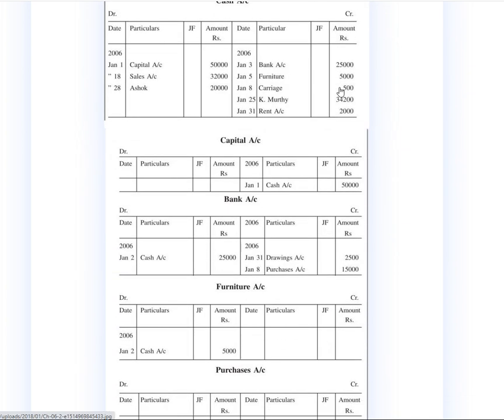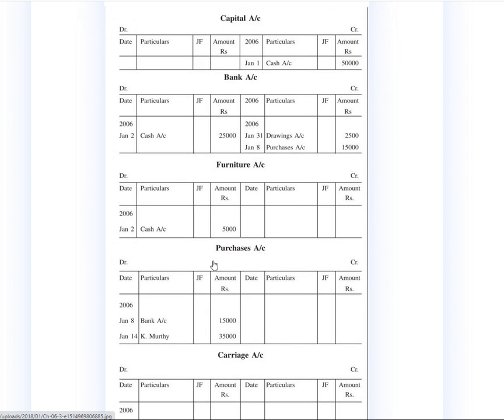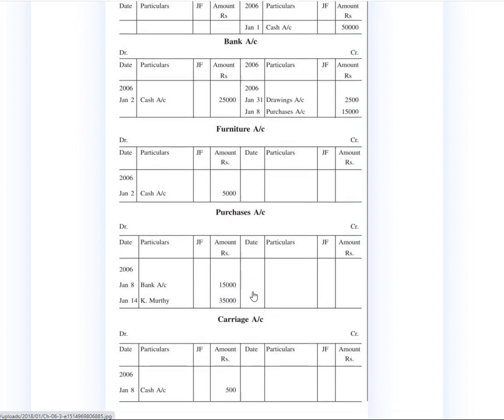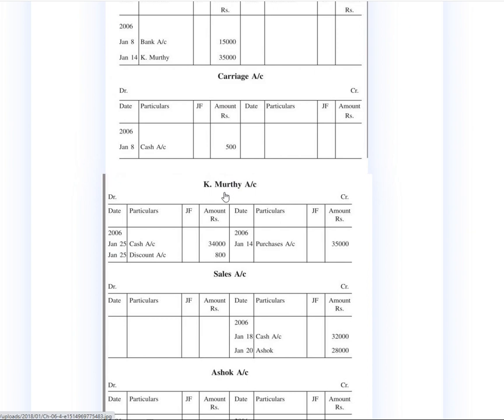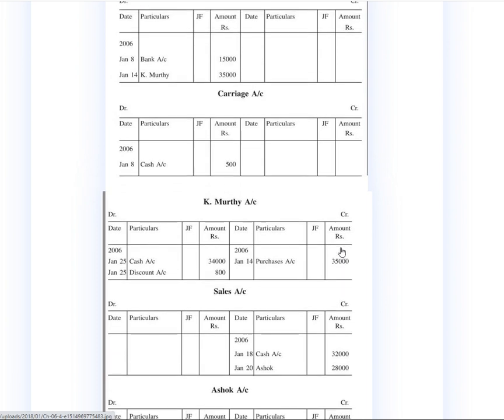So here you can see in purchases account, debit to K Murthy account on January 14, 35,000. Opposite of this is K Murthy account credited by purchases account. Where is K Murthy account? K Murthy account is here. K Murthy account credited by purchases account on January 14th. Amount is 35,000. Right? That is written.